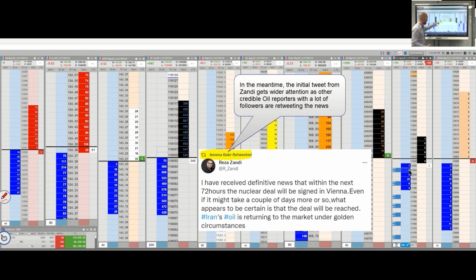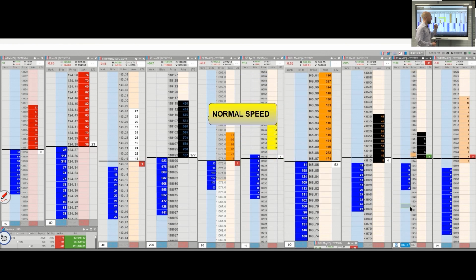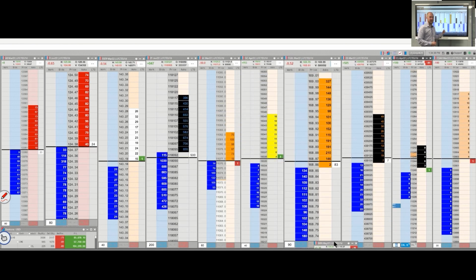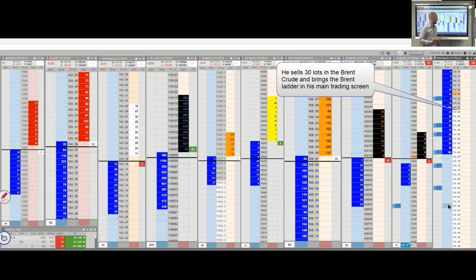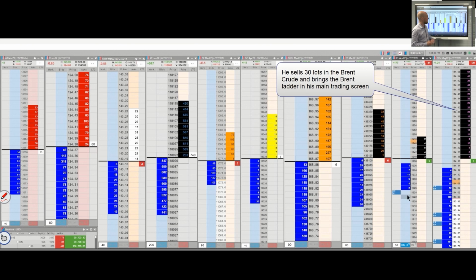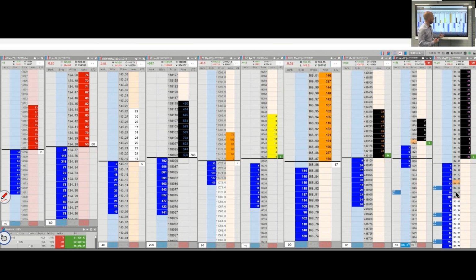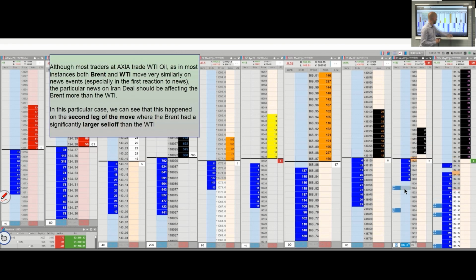Now, Zandy's comments come out. This alerts traders to the opportunity. This is why having a really strong tweet deck, knowing who you should be focusing on, is so important. Once that gets retweeted by Amina Bakr, who has got so many more followers, market sensitivity grows. And this is where then he starts to bring Brent in. So, got a Brent ladder up now, brought that in, built a small position in Brent.